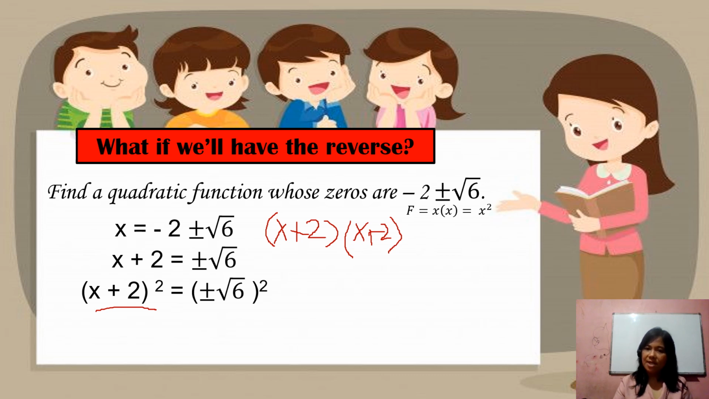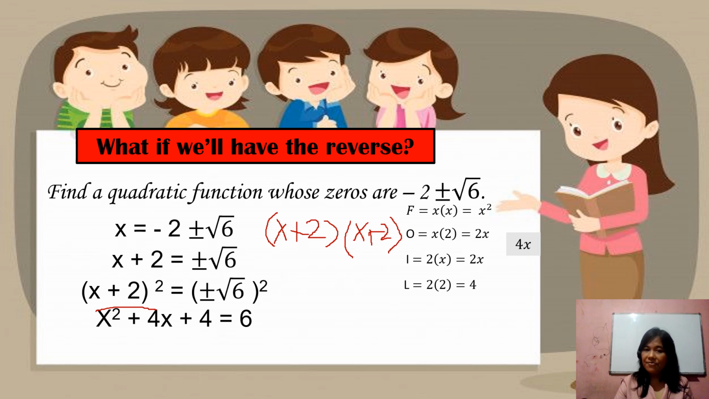x times x is x squared, so that's the first terms. Outer terms x and 2, so 2x. Inner terms 2 and x, 2x. This is quick because you're already good at FOIL. Back and forth, right? 2 times 2 is 4. Now combine the two 2x from the outer and inner terms. So we have 4x. We have a final answer of x squared plus 4x plus 4.